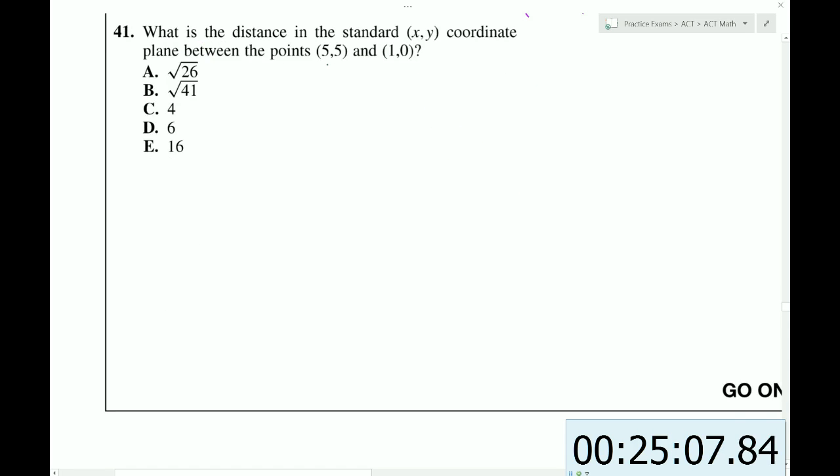What is the distance between these? Alright, change in x is 4, change in y is 5. Square them, add them, square root. 16 and 25, that's 35, 45, 41. Alright.